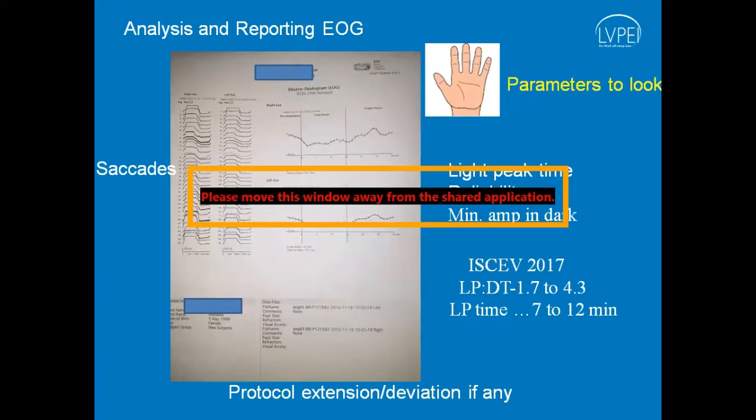The 3 things that we need to see in case of EOG recording include the individual saccades. As I said, the waves should be a square wave pattern and smooth. If we see waves like this, no, they are noise.